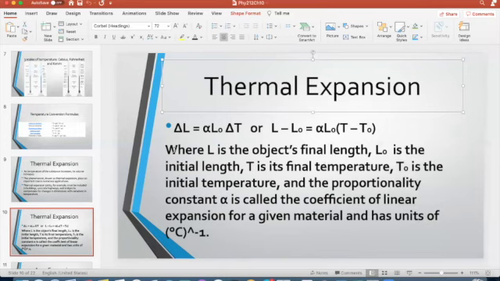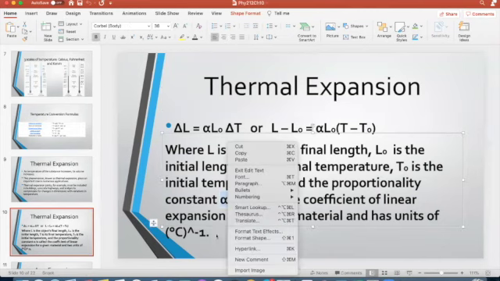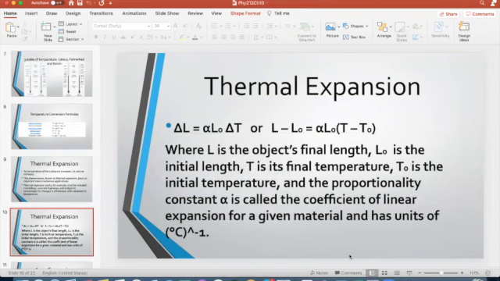All right, so where you have L, this is the object's final length. L0 is the initial length. Sometimes you'll see it as Li instead of L0. They mean the same thing. And T is its final temperature, and T sub zero is the initial temperature. And the proportionality constant, this is the Greek letter alpha, the alpha symbol.